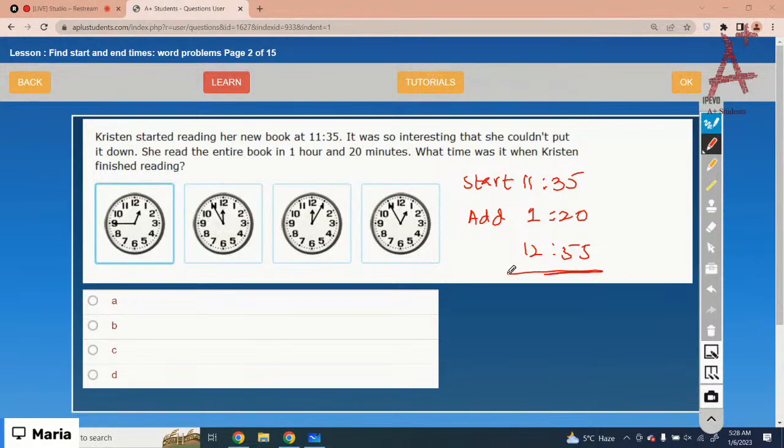That would be 12:55. So which clock shows 12:55? The fourth one, D option. D is the correct one. Got it?